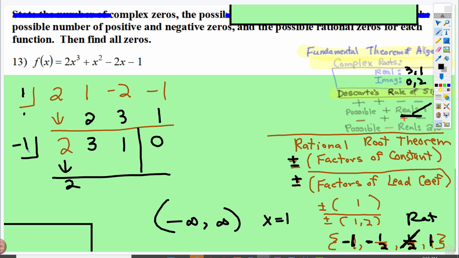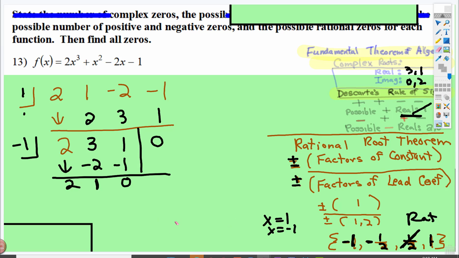So I'll try negative 1. So negative 1 times 2 is negative 2. 3 plus negative 2, or 3 subtract 2 is 1. Negative 1 times 1 is negative 1. And negative 1 plus its opposite, or additive inverse, is 0. So x equals negative 1.